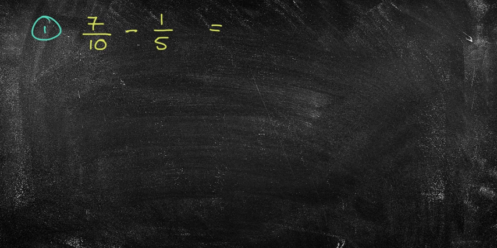Okay, so number one, can you find a common denominator? Well, hopefully you recognize they both go into 10. So this is already in tenths. So I don't have to do anything to it. You can say times it by 1 and times it by 1, but there's no point because we already have 7/10.